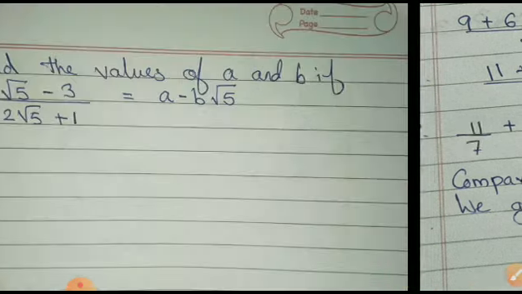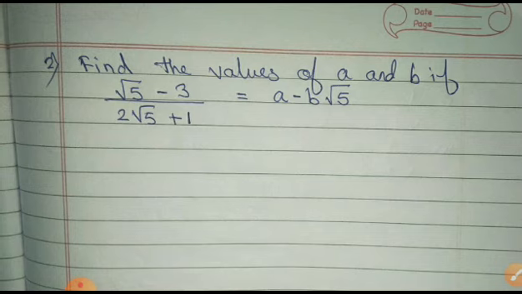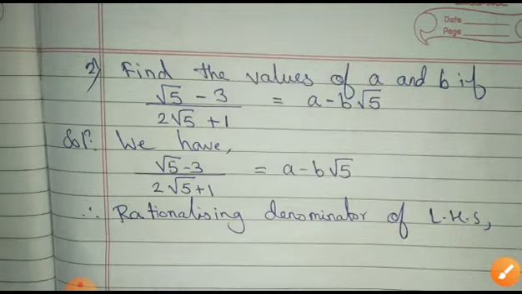Next question is, find the values of a and b, same type. If root 5 minus 3 by 2 root 5 plus 1 is equal to a minus b root 5. Now you have to tell what the steps should be. See, the steps should be there in your mind before I tell. So what should I write first? Yes, first, whatever is given, I'll be writing.